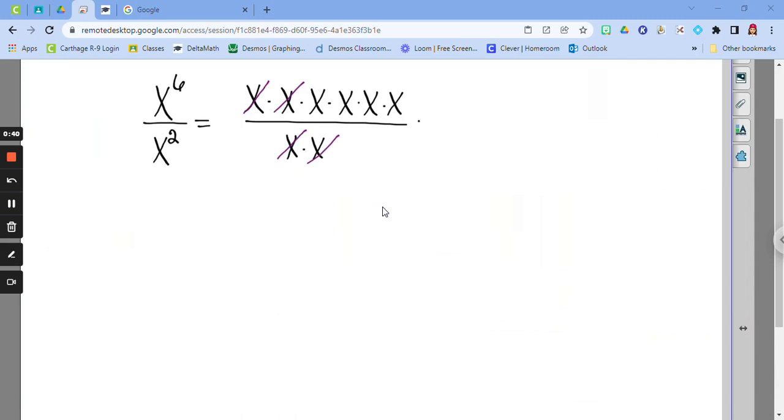4. Technically, that's over 1 because I factored everything out, and I'm left with 1. So we would write that x to the 4th.